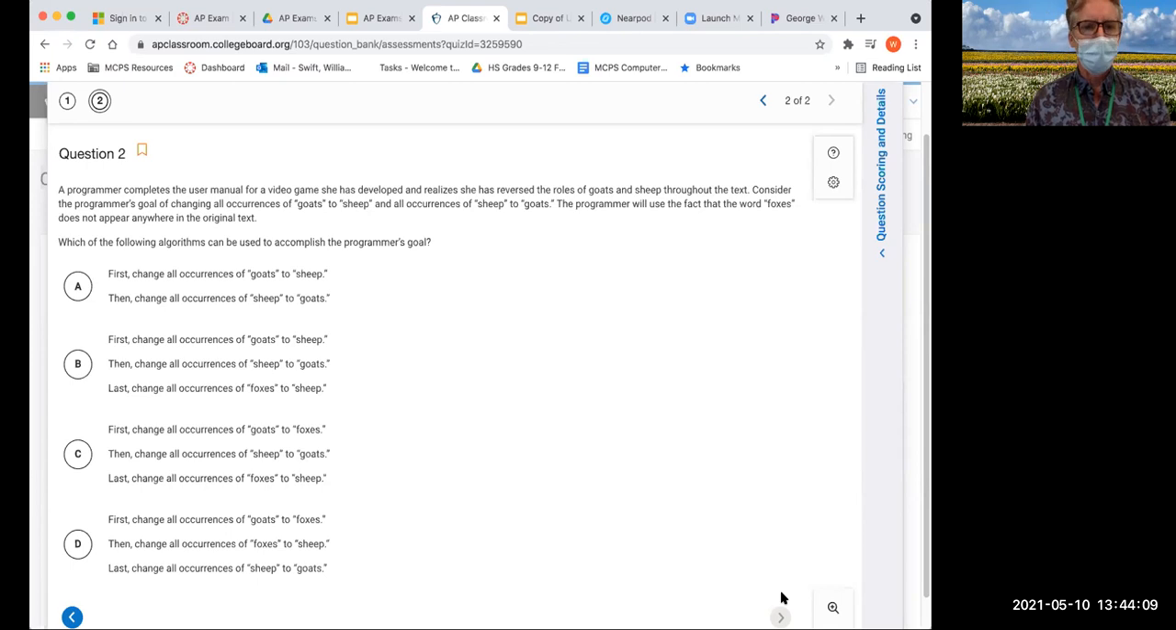A, first change all occurrences of goats to sheep, then change all occurrences of sheep to goats. B, first change all occurrences of goats to sheep, then change all occurrences of sheep to goats, last change all occurrences of foxes to sheep. C, first change all occurrences of goats to foxes, then change all occurrences of sheep to goats, then last change all occurrences of foxes to sheep. Or D, first change all occurrences of goats to foxes, then change all occurrences of foxes to sheep, last change all occurrences of sheep to goats.